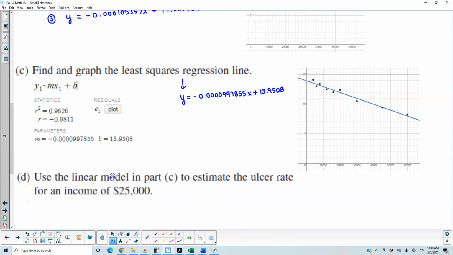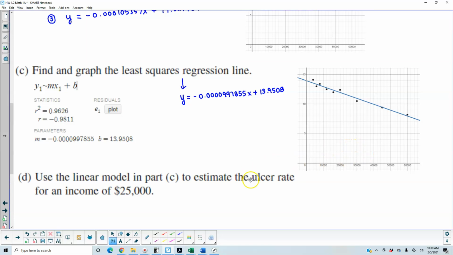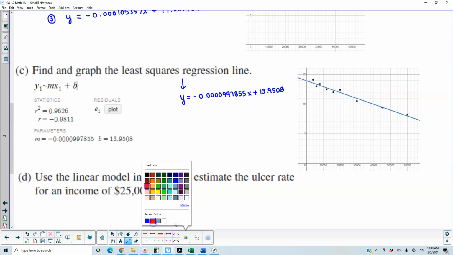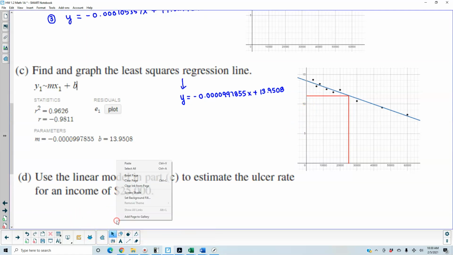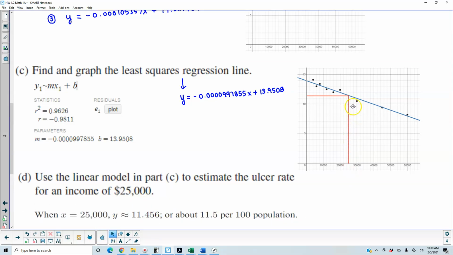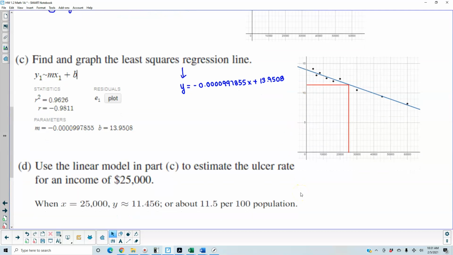Now the next question says to use the linear model in part C to estimate the ulcer rate for an income of $25,000. So let's put that in there. Since that's in the middle, and that represents 25,000, I'm approximating here. If we hit that line, and then from here we get to this line, where do we actually hit? Well, that means that when x is 25,000, the y value is approximately 11.456, or about 11.5 per 100 population.